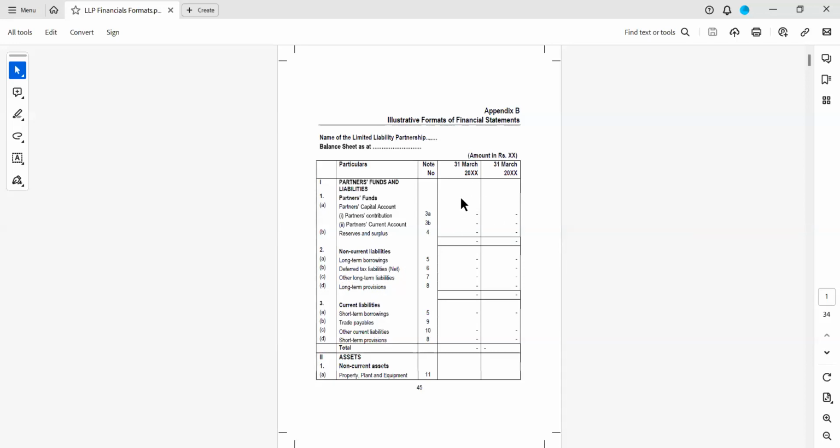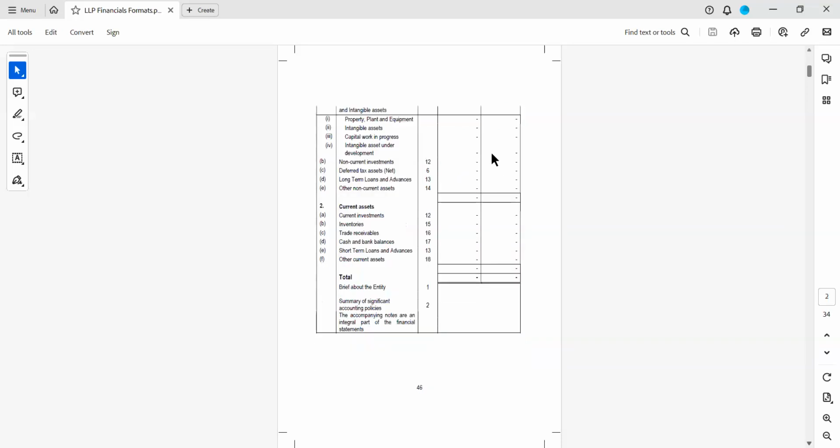Here again, you have to give for 2 financial years. Comparative has to be there. Here also, you can disclose in rupees, or in any nearest rounding off like 100,000 or lakhs, whatever you prefer. The format is more or less the same. Current liabilities: short-term borrowings, trade payables, other current liabilities, short-term provisions. Next, total liabilities. Next, assets, non-current assets: property, plant and equipment, and intangible assets.